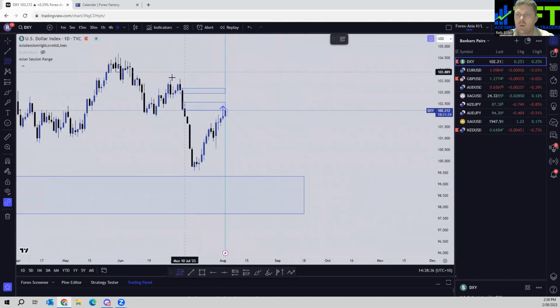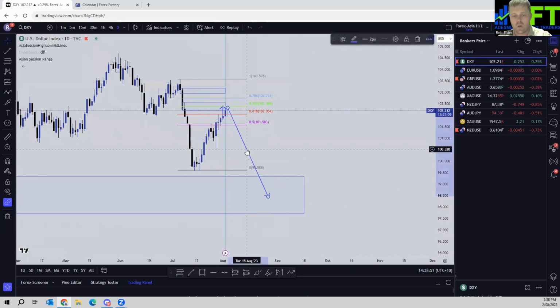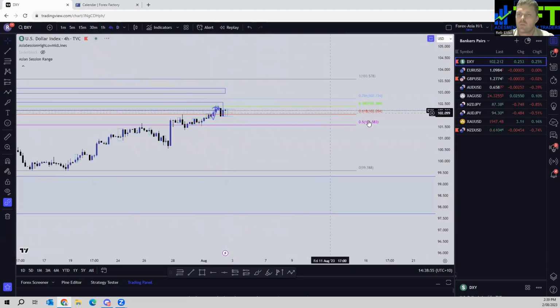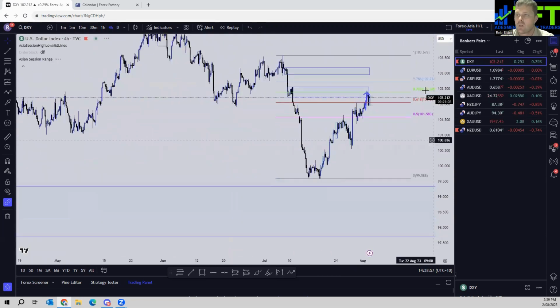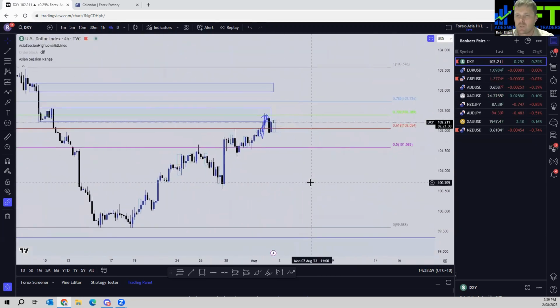So if we throw a fib on this level here, we can see here we're coming up into that 702 area. And that's a perfect retracement level to see then an ultimate turnaround and a further continuation lower. So taking that into consideration, let's now drop down to the 4-hour here. We'll have a bit of a closer look at what's going on here.